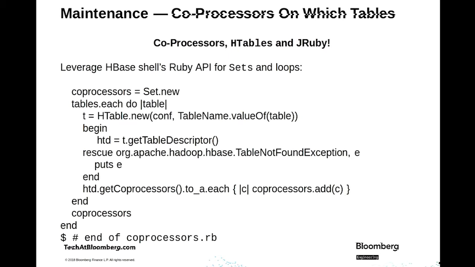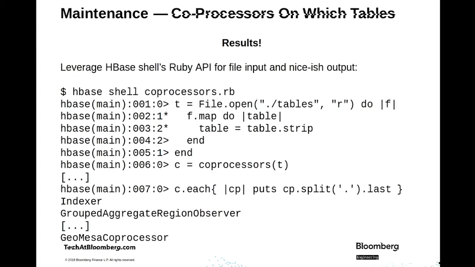And then I want to get the coprocessors off that HTable descriptor. I'll convert it to a Ruby array now, because that's just much easier to work with. And then for each of those HTable descriptor coprocessors, I'll add it back to that set object. So now at the end, I have a JRuby set with a list of all of my coprocessors. And when it's run, oh, right, tables were passed in, sorry.